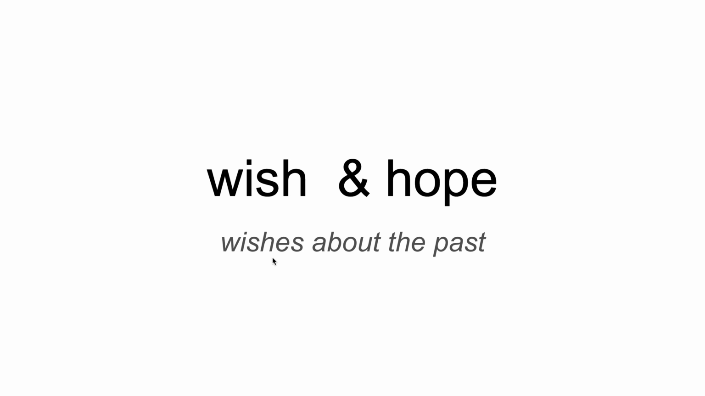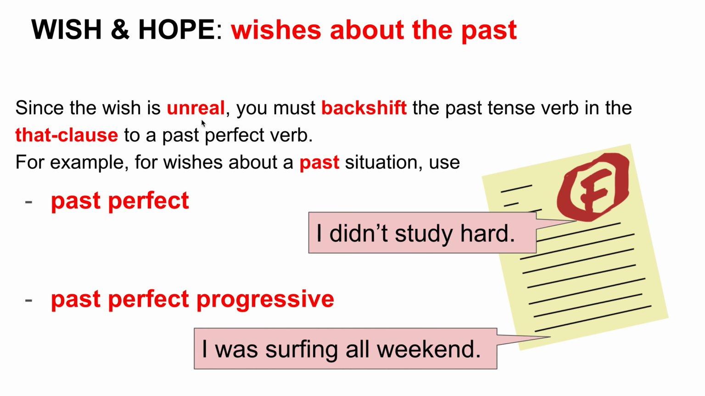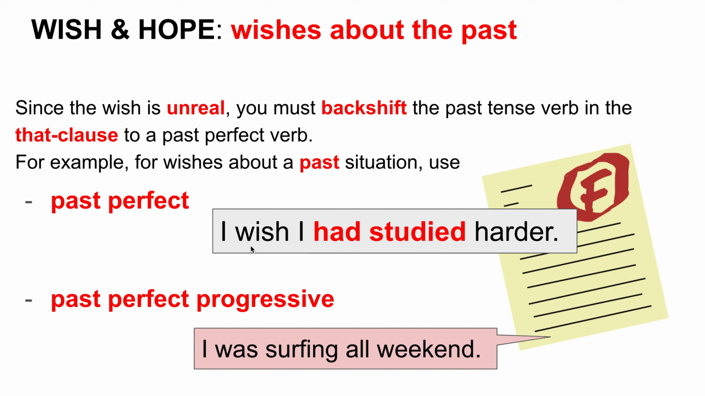Okay, let's look now at wishes about the past. Since the wish is unreal, remember to backshift the past tense verb in the that clause to a past perfect verb. For example, for wishes about a past situation, we use the past perfect and the past perfect progressive. Look at this. The student didn't do well on his or her test. He failed a test. So what do we say? What would he say? He said, I didn't study hard. He might say, I wish I had studied harder. Past perfect.